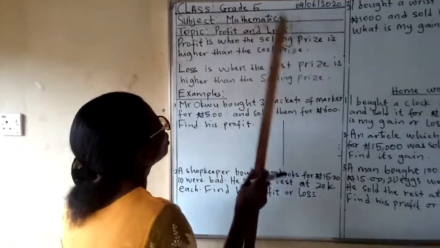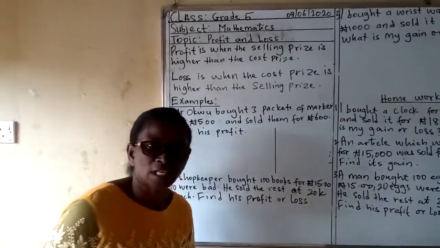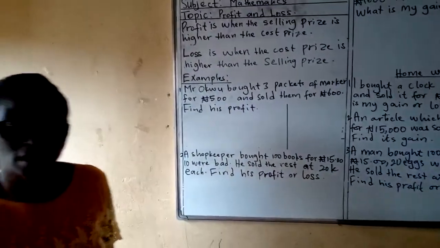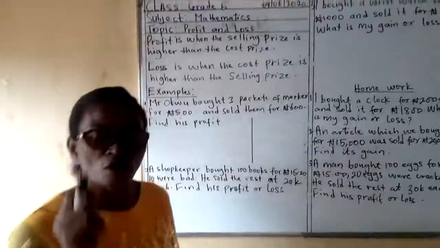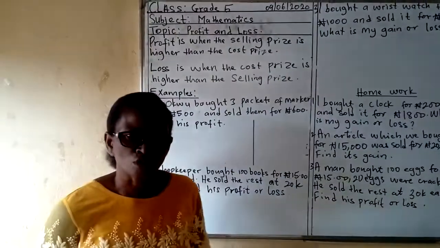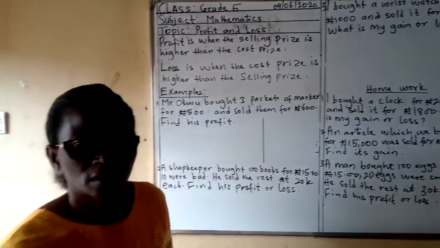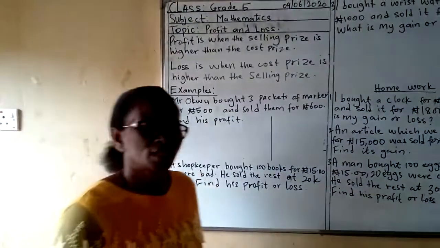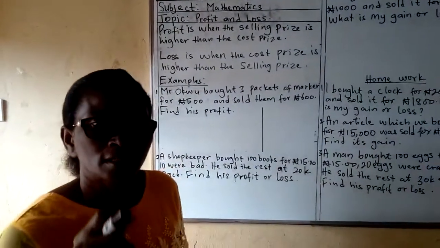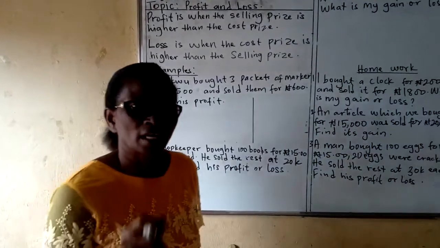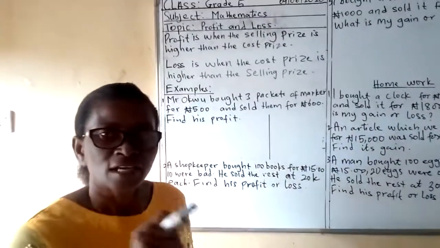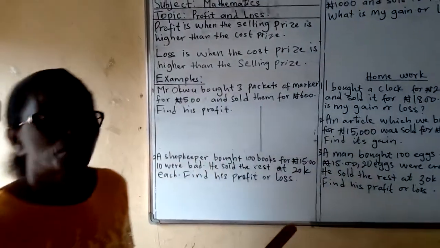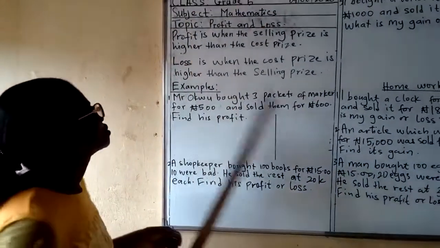Profit and loss. In our previous lesson, we treated circumference of a circle. Children, what is circumference? Okay, very good. Circumference is the distance round a circle. Today we have profit and loss.